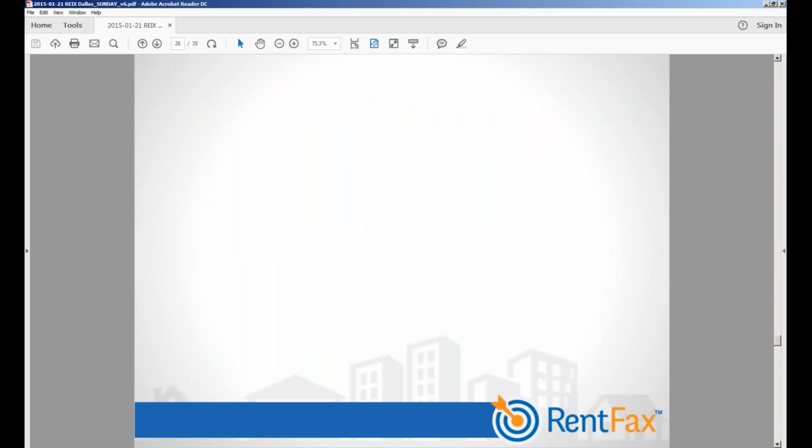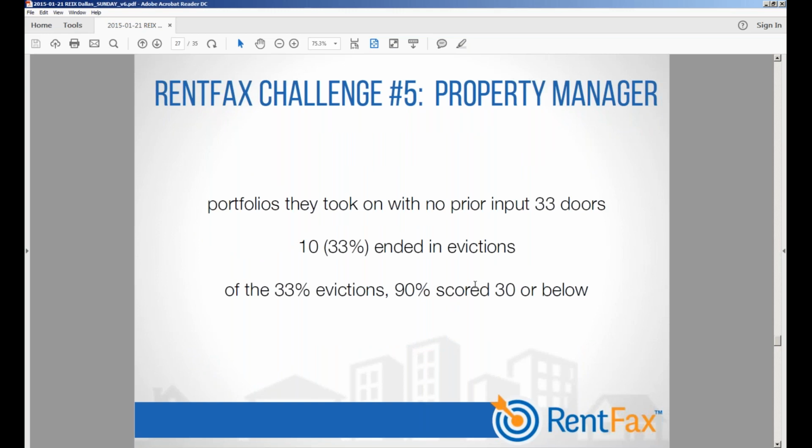So that's our fourth and final subject, well, we got one more. Property managers, can't leave them out. So this was challenge number 5, and it was a property manager that was looking to build door count.